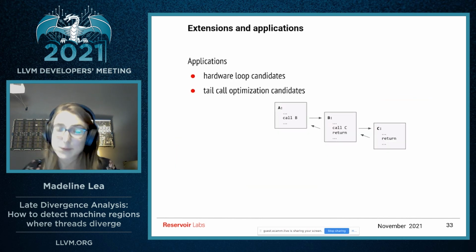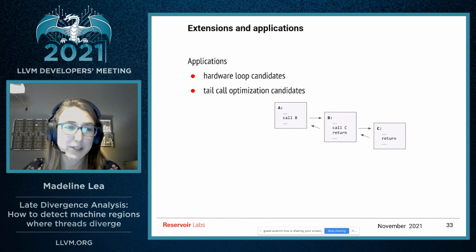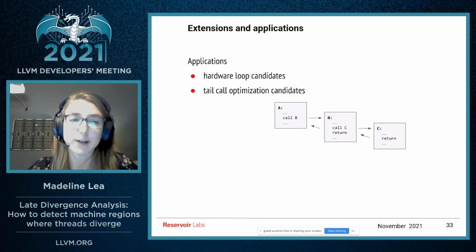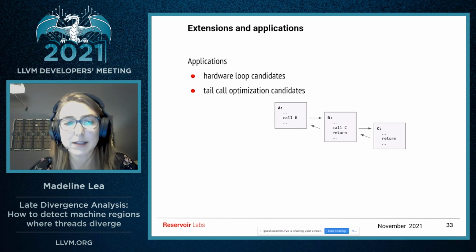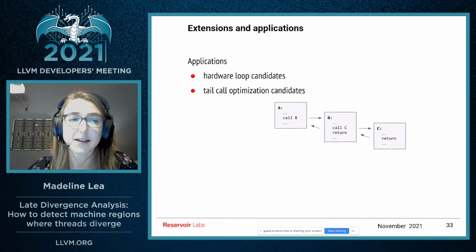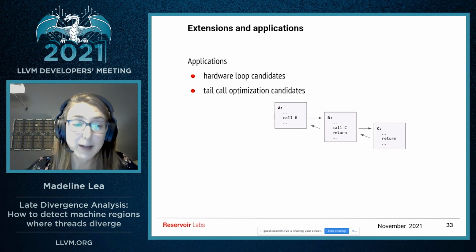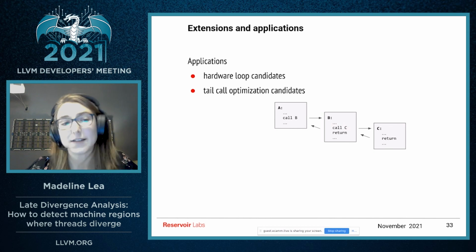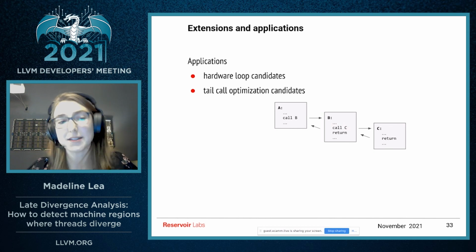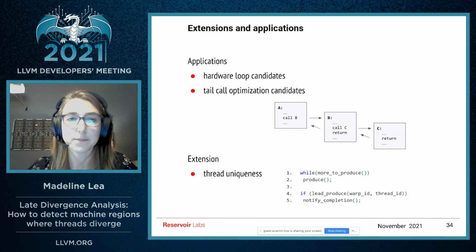There are some other applications we came across besides predication for our machine. One example of that is hardware loops. In our case, machines require that loopback conditions for a hardware loop are uniform. And so this analysis helped us identify loop candidates. Another case was tail call optimizations. When we identify tail calls that happen in a function uniform context, then we're actually able to apply the standard tail call optimizations to them.